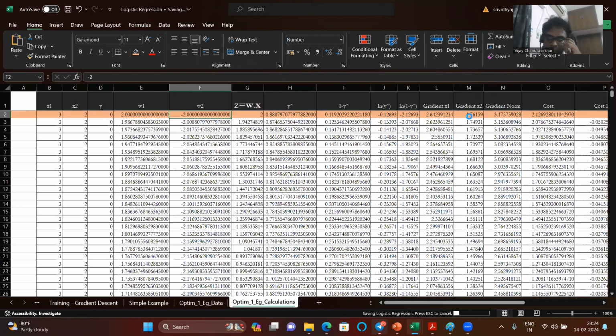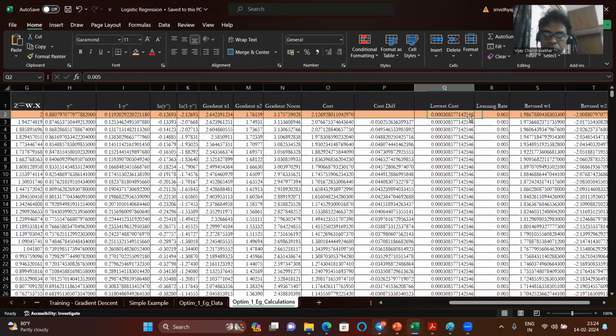There we are, 100%. So if you start from 2 and minus 2, I get a different lowest cost, which is different from what I got earlier. So the question is, and that's the tricky question too, how do we decide when to stop? That's number one.